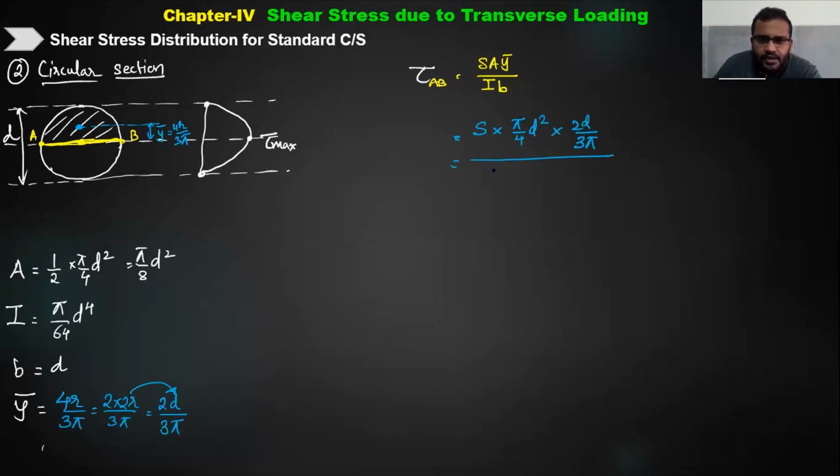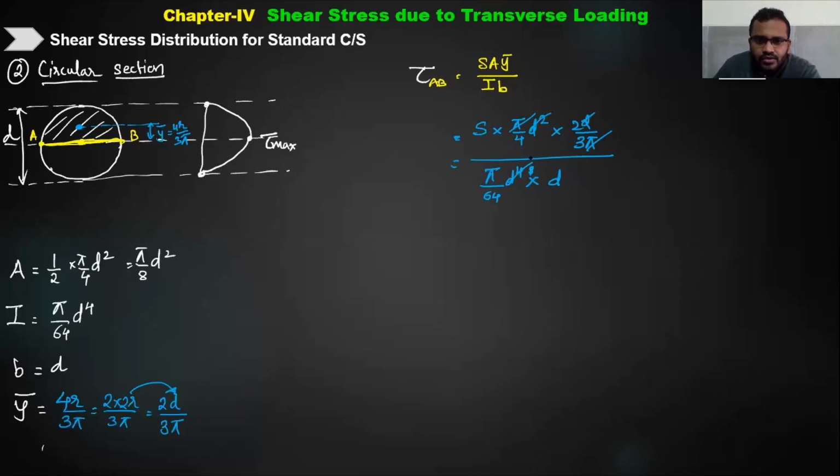by 3 pi. Inertia I is pi by 64 d raised to 4, and b is nothing but the diameter. So see here, what cancellations will happen: pi and this pi get cancelled, d square and d cancel, and d cube, only one d is left.